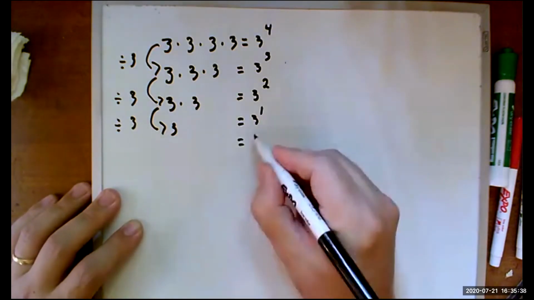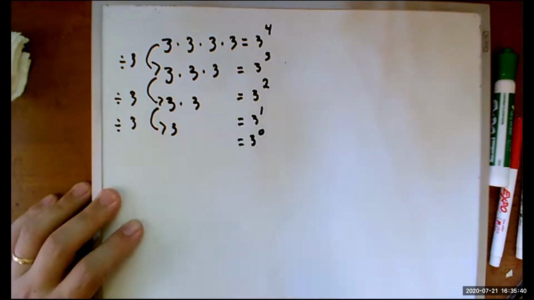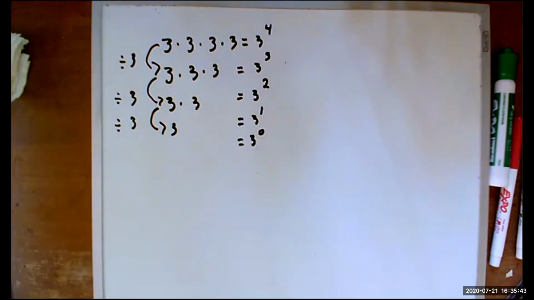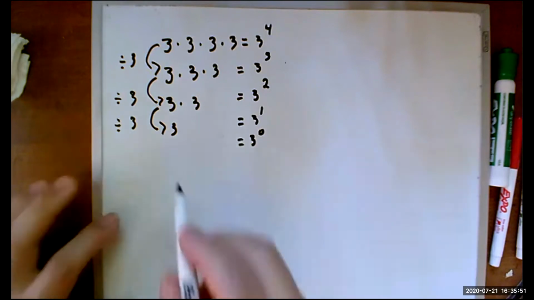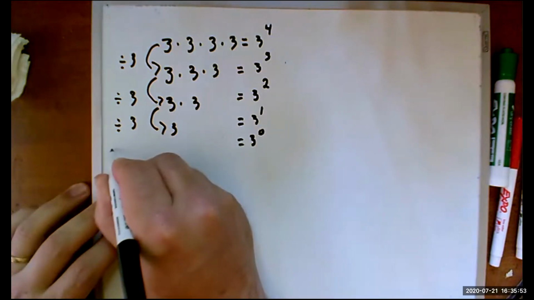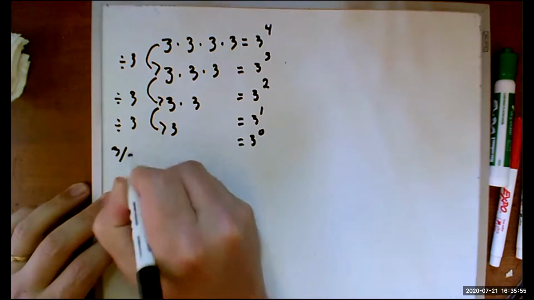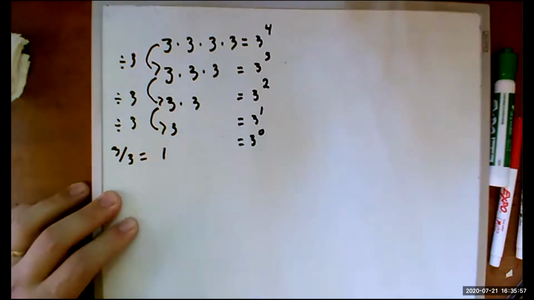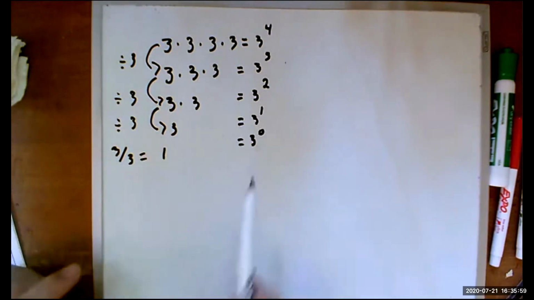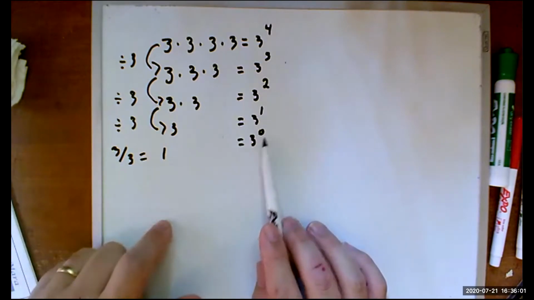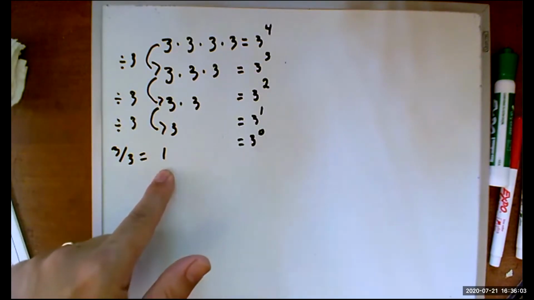So when we come down to ask ourselves, what happens if I go down one more, going from 3 to the power of 1 down to 3 to the power of 0, the exact same thing is still happening. We are dividing by 3. And it is worth noting that 3 divided by 3 is 1. And that's where we get the logic that anything raised to the power of 0 is going to be equal to 1.